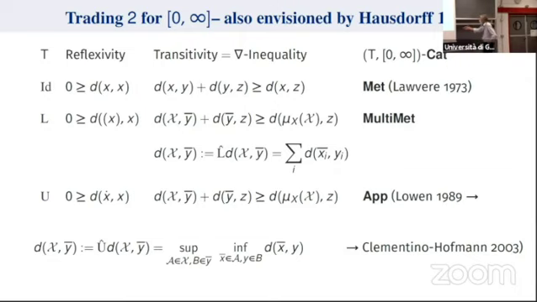And now do this at the ultrafilter level. So Clementino and Hofmann have this extension, which very much looks like Hausdorff distance, only that you have ultrafilters and not subsets. And then they proved that you get Lowen's approach spaces, even though Lowen didn't introduce them like this, defined in terms of a point-set distance. And if I have time, I will come back to this at the end.